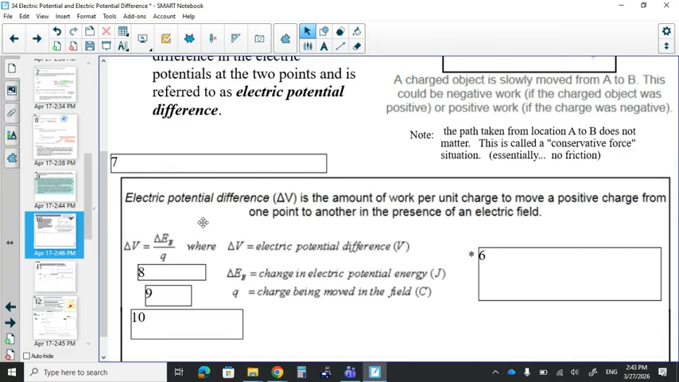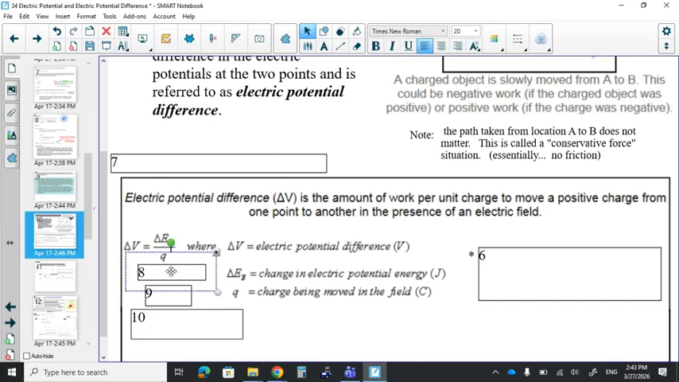So electric potential difference is the amount of work done per unit charge to move a positive charge from one point to another in the presence of an electric field. And so we're looking at delta V, right? So that's really a delta E. So we're talking about this change, right?